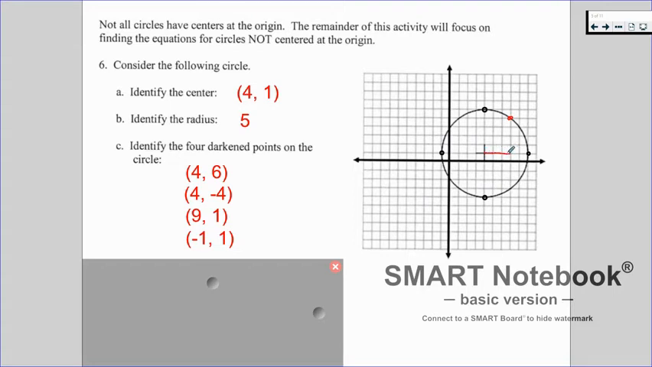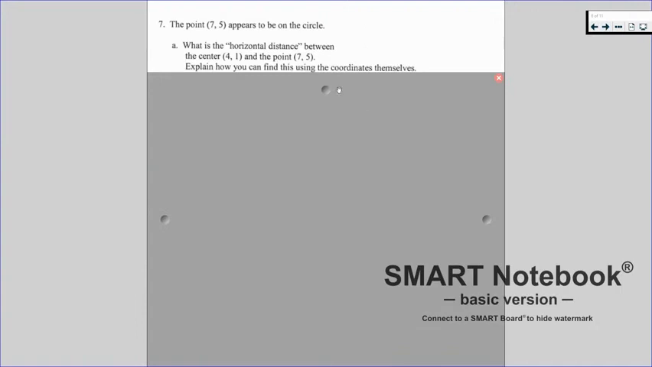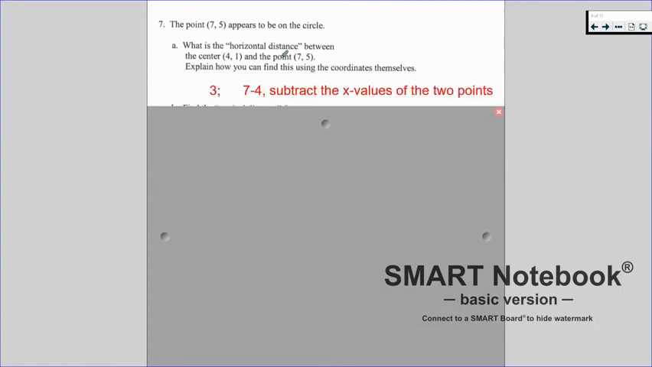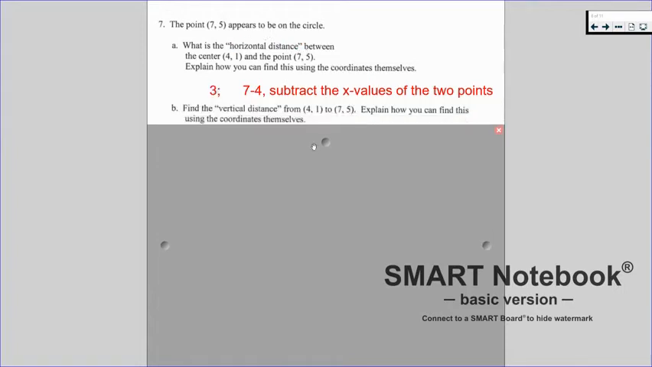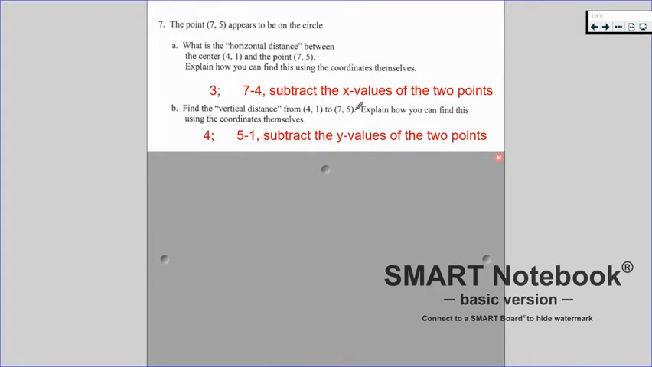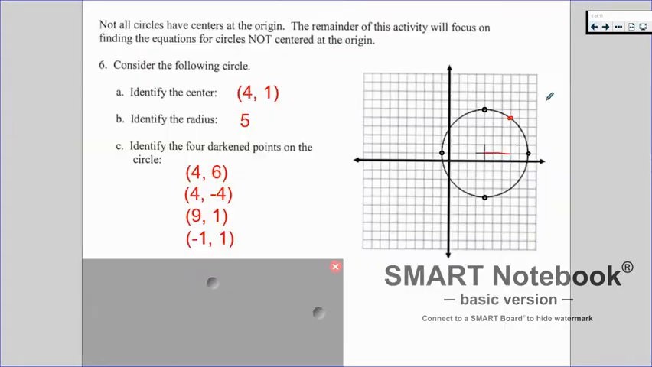So really I can count it, but I can also think about how I can use the coordinates. I'm really just looking at the change in the x values. So 7 minus 4, my distance was 3. Find the vertical distance. That's going to be the change in the y values. So 5 minus 1 was 4 units. Again, I could count that. Yes, indeed, that ends up being 4 units.